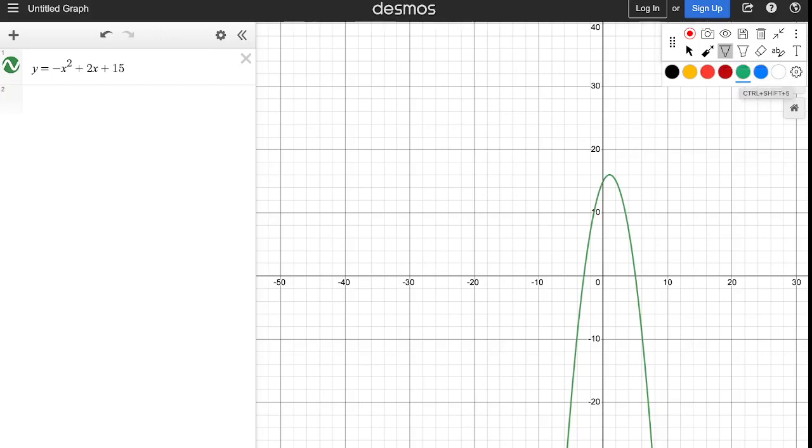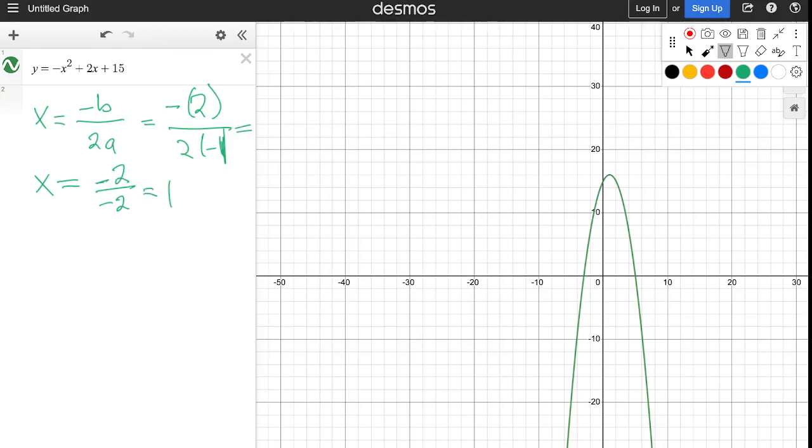So first of all, vertex. X equals minus b over 2a. So b is 2, so it's going to be minus 2. So plugging in the value for b. And then a is negative 1, so I'll put that there. So I get negative 2 over negative 2, which equals 1. And that's what I was getting over here, right? So my vertex right there.